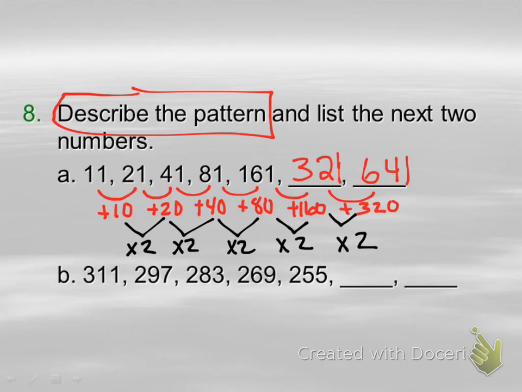Okay, part B is a little easier. Anyone know what's happening there? They're going down, so I'm going to probably be doing some sort of subtraction or division. The numbers are a little too close to be division. You're not dividing by 2 or anything, so let's try subtraction. What's the difference between 311 and 297?